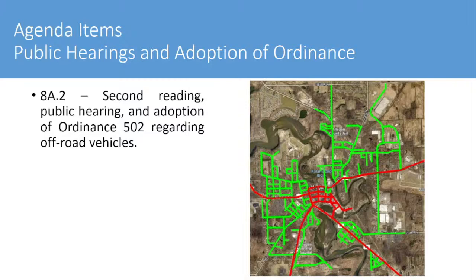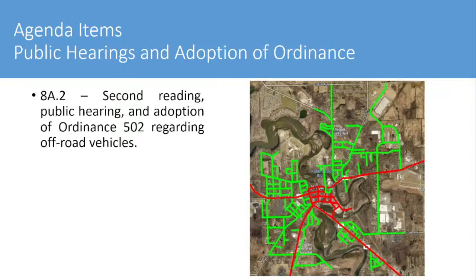As you can see on the map on the screen, green represents the roads that an ORV would be allowed to operate on. Red are the roads that an ORV is not allowed to operate on. The city of Allegan is a very unique city in that we have the Kalamazoo River that meanders through here. We have 3 state trunk lines that converge on our downtown. State law does not allow ORVs to travel on state trunk lines unless they can be identified as a connector route by MDOT.